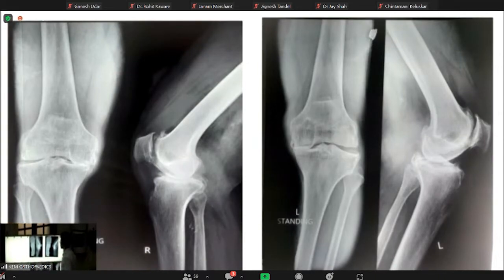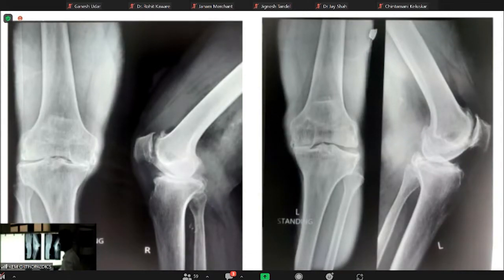There is decrease in the lateral as well as medial joint spaces. There are multiple osteophytes seen on the tibia as well as on the femur. There is lateral subluxation of the tibia in the right knee. Not significant.